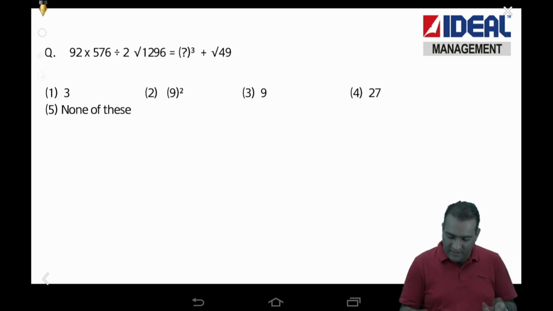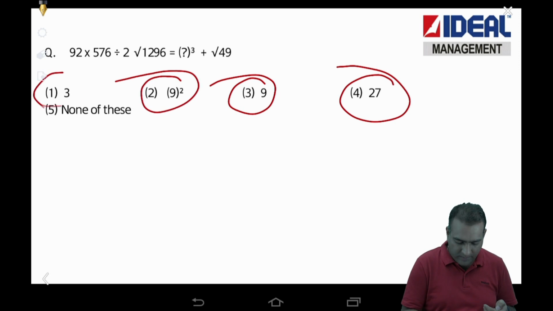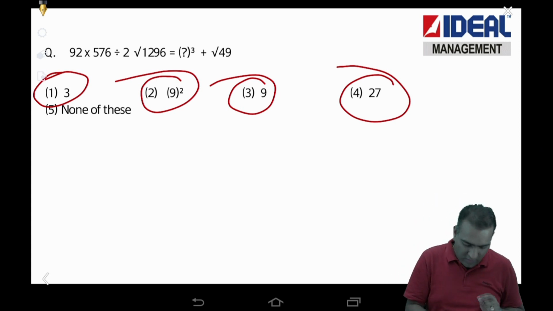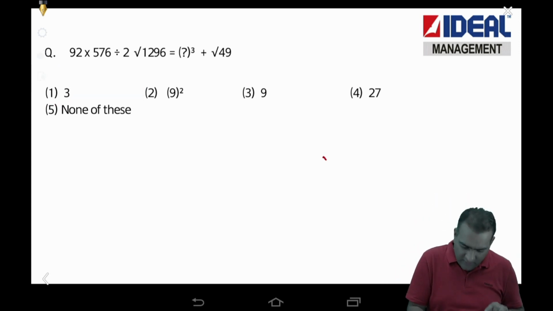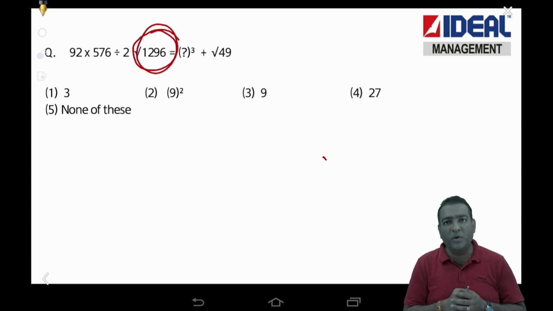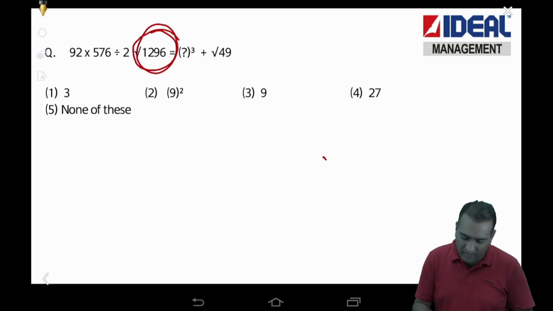Fair enough. Now again, once again, look at your options first. Quite far away from each other, right? Which means a little bit of approximation is possible. Now let's see how to solve this. In this whole question, the only thing which you needed to know was this: the square root of 1296, which is nothing but 36.